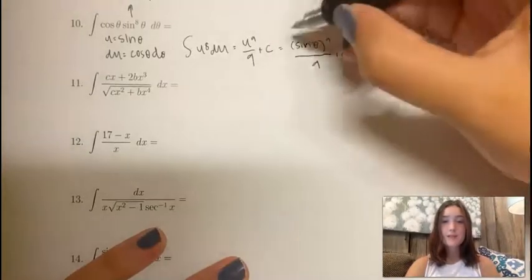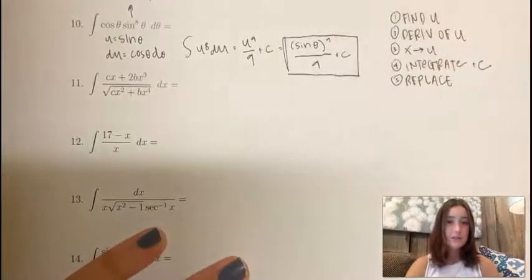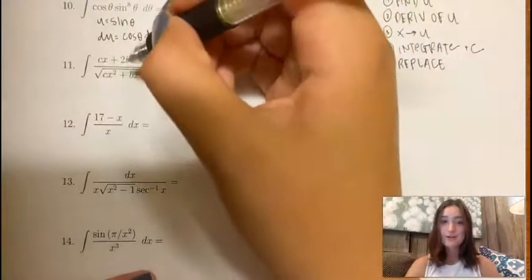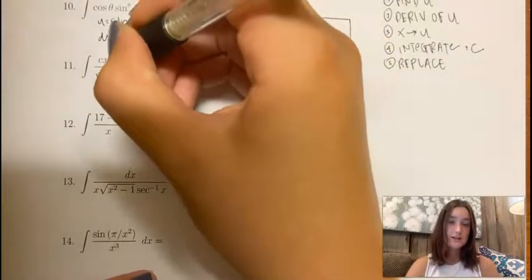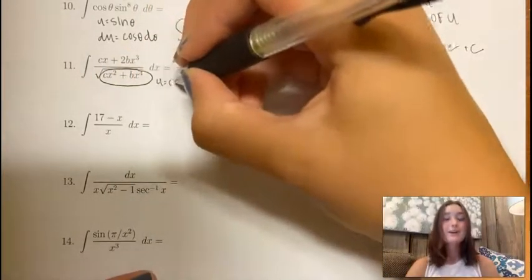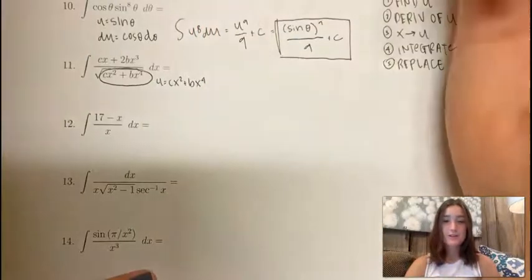All right, let's move on to number 11. Number 11 looks a little bit daunting because we have c's and b's and x, but it's not too bad because we're going to have things that are canceling out. So we're going to take that inside function, cx squared plus bx to the 4, and that's going to be our u. It's inside the square root, so that's our hint that it's the u.